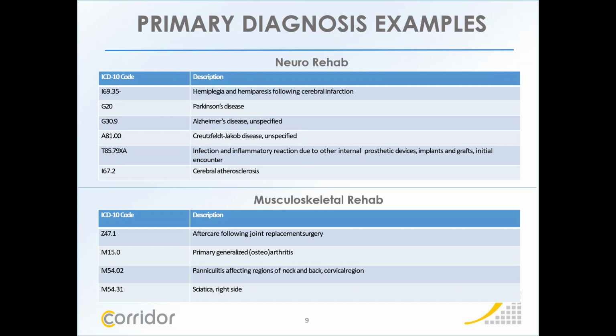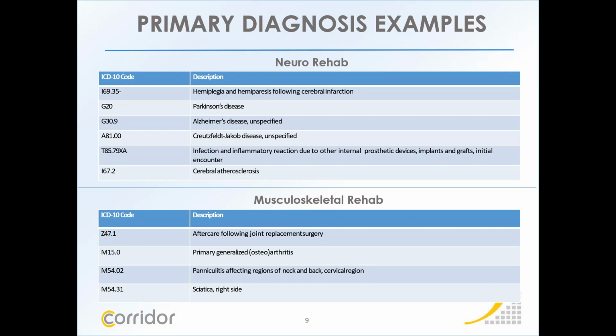Here we put together some examples of primary diagnoses and the groups they fall into. You're actually going to be shocked by some of these. Some are pretty easy to see; others, you really wouldn't think that's where they would be. In neuro rehab, you have hemiplegia or hemiparesis following a cerebral infarct, which sounds pretty neuro. Parkinson's disease, yes, a neuro diagnosis. Alzheimer's is one we normally get questioned about, because many people believe it is a psych diagnosis, when in fact it falls into the neuro category along with Parkinson's. The one I was surprised by was infection and inflammatory reaction due to internal prosthetic devices. I would think that would fall into more of a wound or infection category, but it falls into neuro.